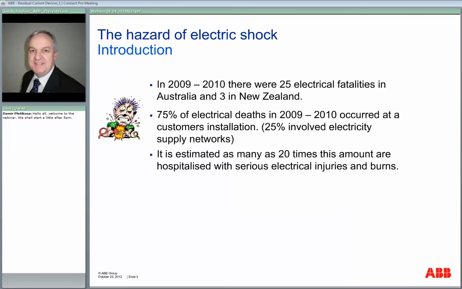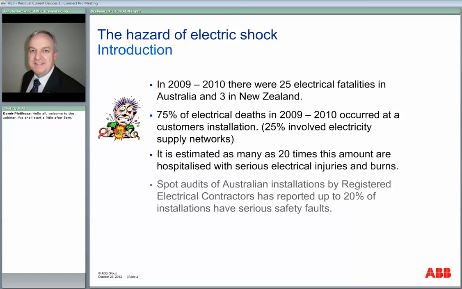It's hard to say how many people were injured, because we collect data quite well in regards to the fatalities. It could be 20, could be 30 times more who are hospitalised because of serious electrical burns. I know the Master Electricians a little while ago did a spot audit via their members, and this is just one of a number of surveys which are done, and it was discovered then that up to 20% of all installations have very serious safety faults. So there's a lot of nasty things going on out there. RCDs can actually do a lot to protect the general public.